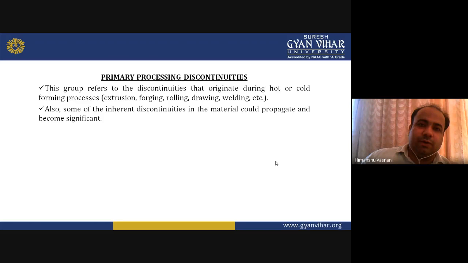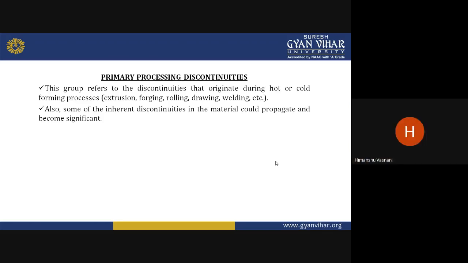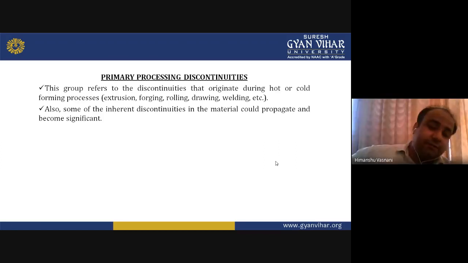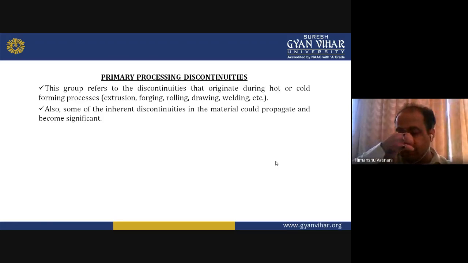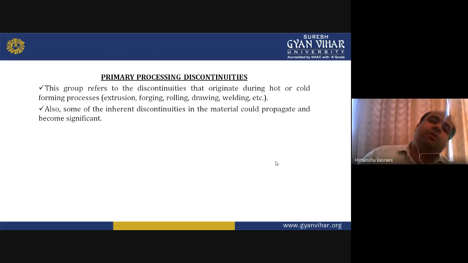Inherent discontinuities in the material could propagate and become significant also. If some inherent discontinuities are already there, they could contribute to primary processing discontinuities. So we should try to avoid inherent discontinuities at the primary stage also, but we should know what sorts of discontinuities occur.